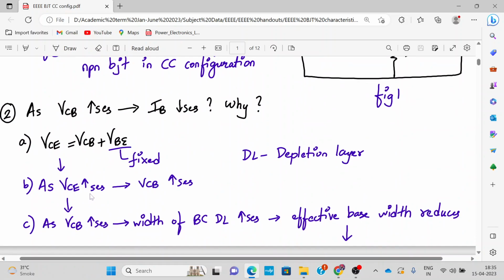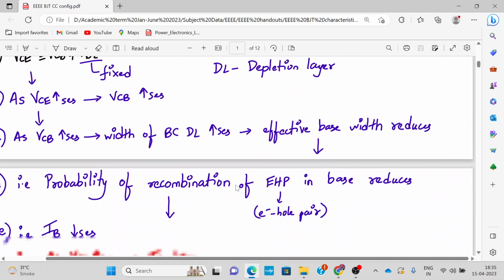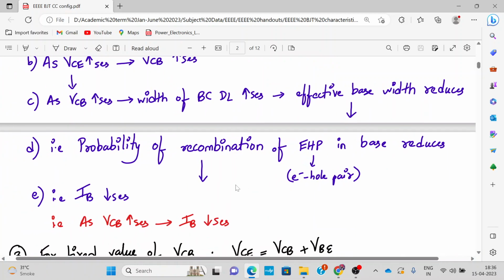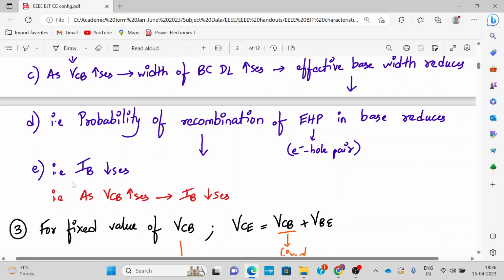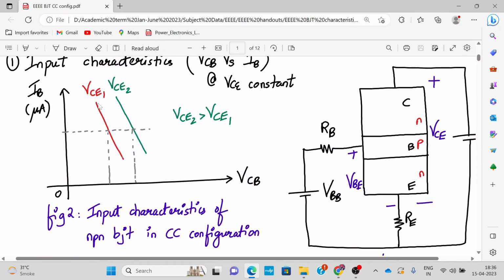So as we increase the value of VCE, VCB increases. As your voltage VCB increases, the width of your base collector depletion region increases. We have discussed this last time: as you increase the value of VCB, your base collector depletion region increases and the effective width of the base reduces. As the effective base width reduces, the probability of recombination of electron hole pairs in the base reduces. Therefore the contribution of base current reduces, that is, base current reduces over here. So that answers the question of why, by increasing VCB, your IB is reducing.